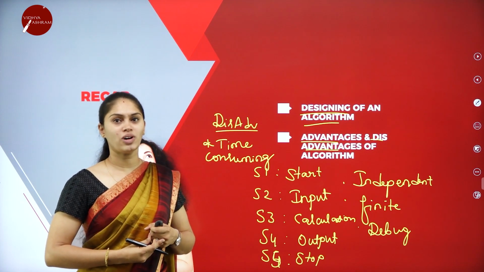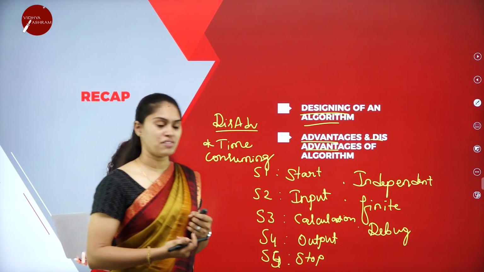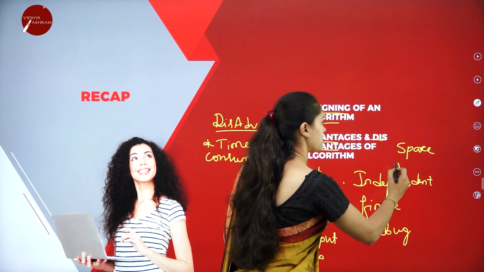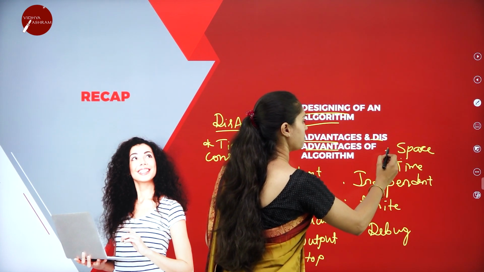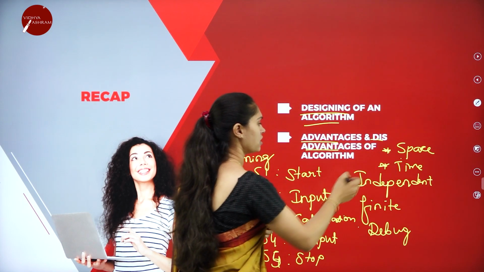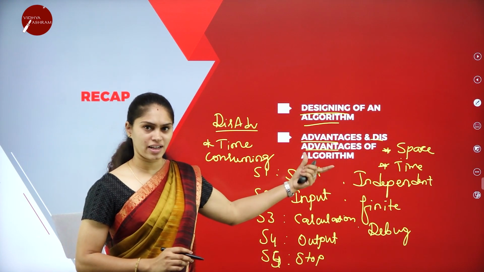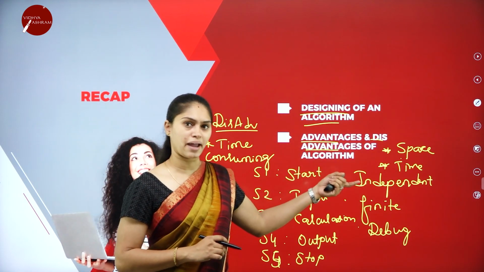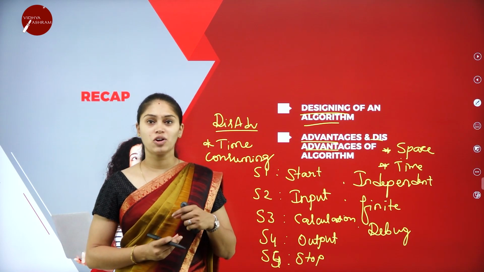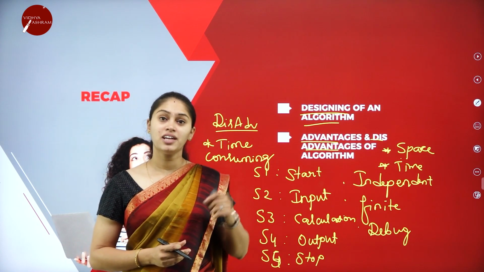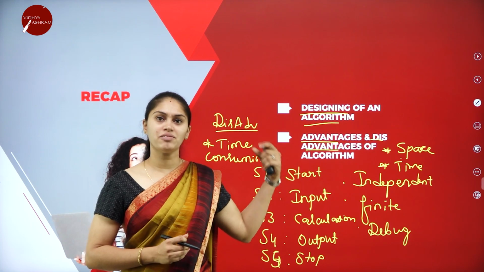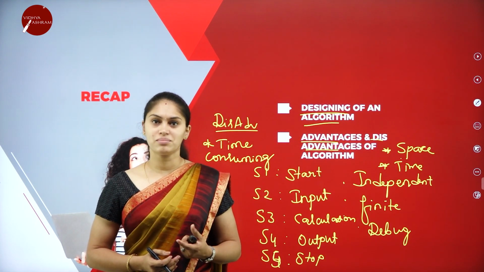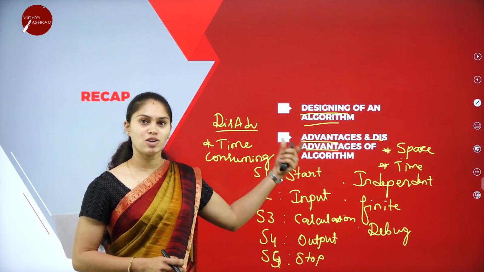Then how are we going to analyze an algorithm? That will be based on space complexity and time complexity. What is the memory required in order to run the program or the algorithm? That is regarding the space complexity. And when it comes to time, how much time it is going to take to run that algorithm. Based on these two parameters, we are going to choose the best algorithm to solve a given problem. So this is about the analysis of an algorithm.